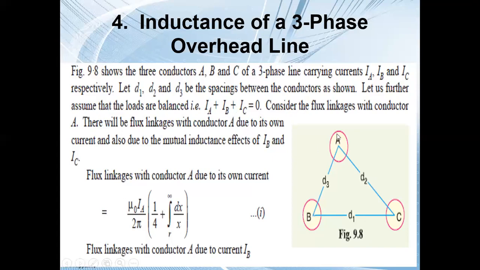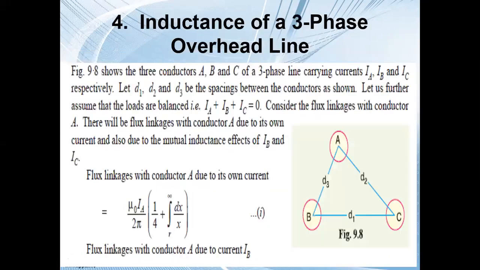Now our objective is to calculate what should be the flux linkage of conductor A due to its own current. Then what will be the flux linkage of conductor A due to the contribution of current B, and what will be the flux linkage of conductor A due to the current contribution of conductor C. So first we'll calculate the flux linkage with conductor A due to its own current. So this is basically mu naught into IA by 2 pi, 1/4 plus integration R to infinity dx by x. Is it clear? Any doubt on this?